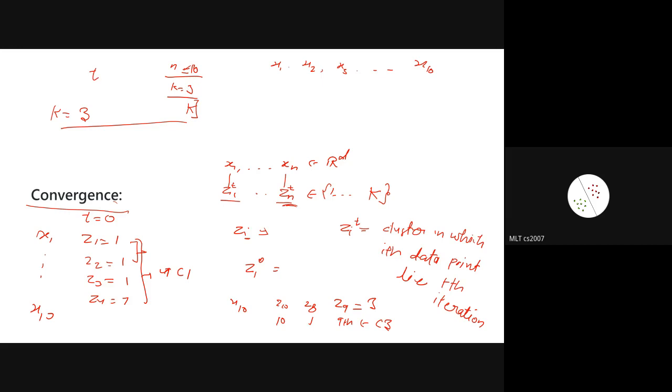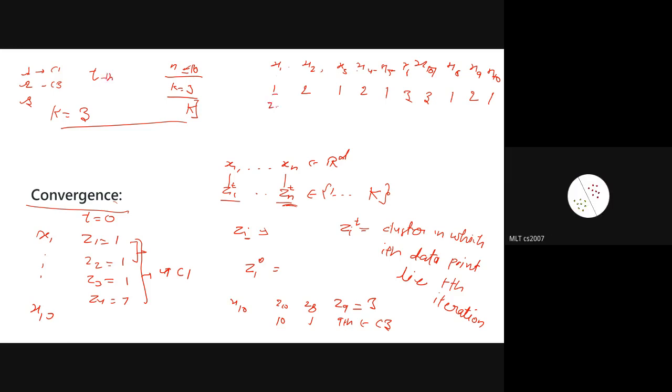Now at any t iteration, it can be anything, t1, t0, or whatever, this x1 data point belongs to cluster 1. You have three clusters. I'm naming them cluster 1, cluster 2, cluster 3, indexing them C1, C2, C3. So at the tth iteration, I'm saying X1 belongs to cluster 1, X2 belongs to cluster 2, X3 belongs to cluster 1, X4 belongs to cluster 2, and so on for X5 to X10. X5 belongs to cluster 1, X6 belongs to cluster 3, this belongs to cluster 3, this belongs to cluster 2, this belongs to cluster 2, this one to cluster 1. These are the clusters I have, three clusters.